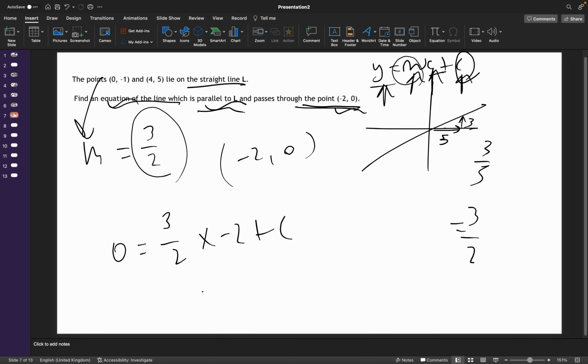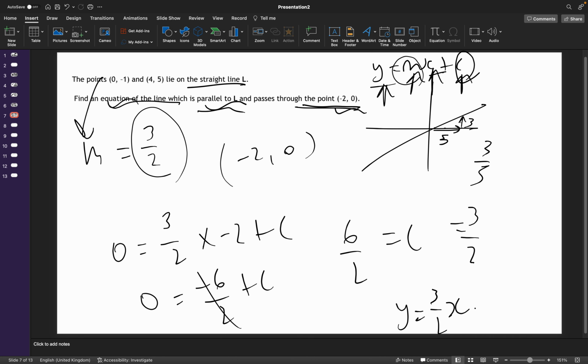3 over 2 times negative 2 gives us negative 6 over 2, equals 0 plus c. You can move that over to the left-hand side to get c on its own. So you can add 6 over 2 to both sides, and that's c. The equation of the line is y equals mx plus c, right? What's m? 3 over 2, and x. And c is 6 over 2. So y equals 3 over 2 x plus 3 over 2. That's the equation of this line.